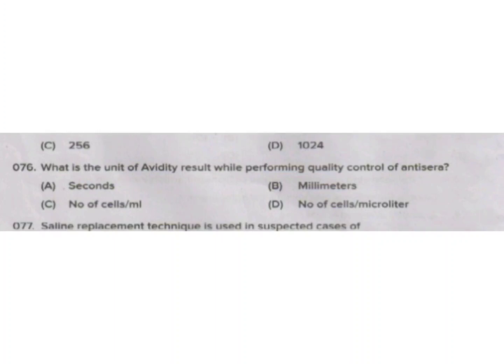Next question. What is the unit of avidity results while performing quality control of anti-sera? Four options are there. Option A, second. Option B, millimeter. Option C, number of cells per millimeter. Option D, number of cells per microliter. The answer is option A, second. Second is the unit of avidity results while performing quality control of anti-sera.